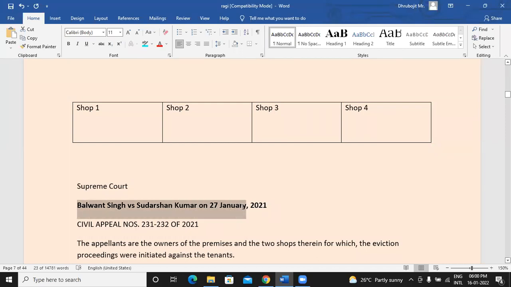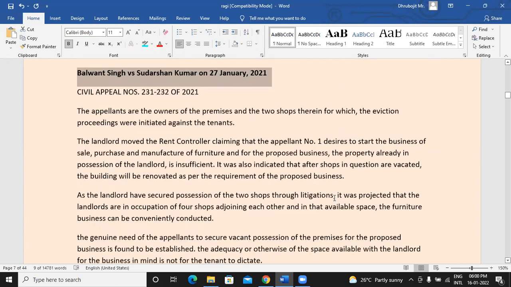Balwant Singh versus Sudarshan Kumar, 2021 case.